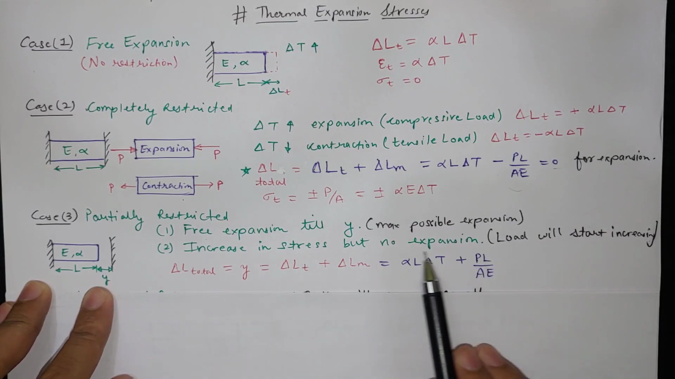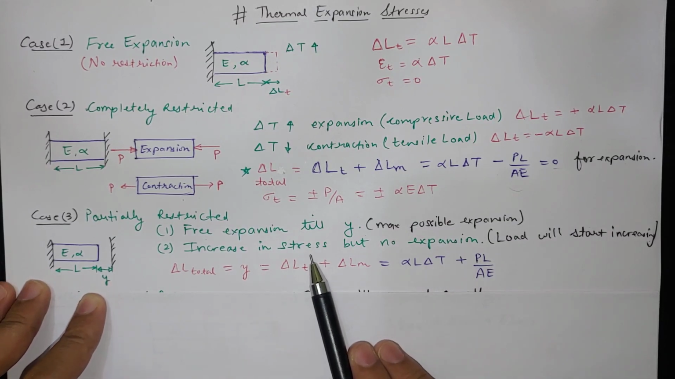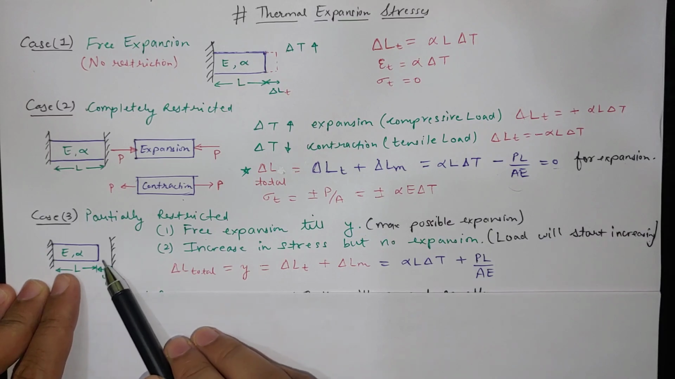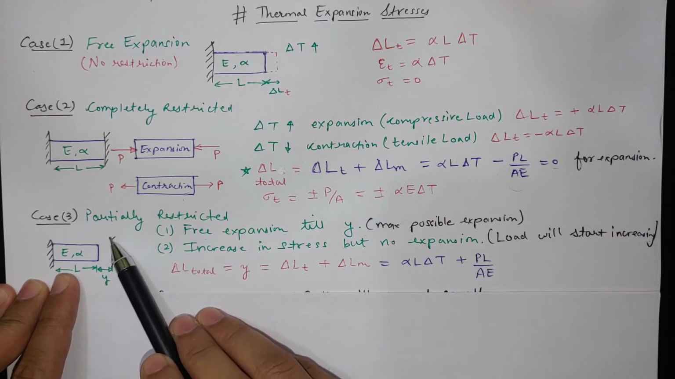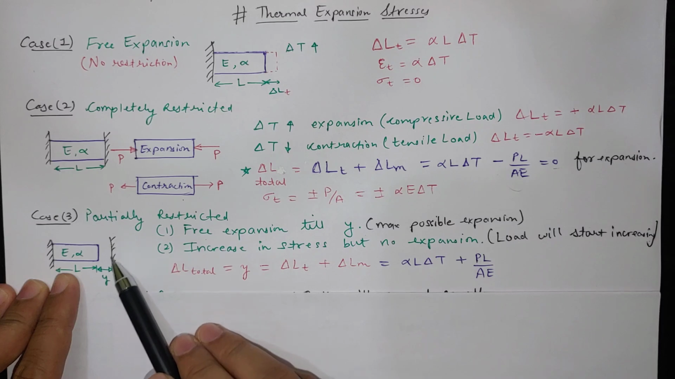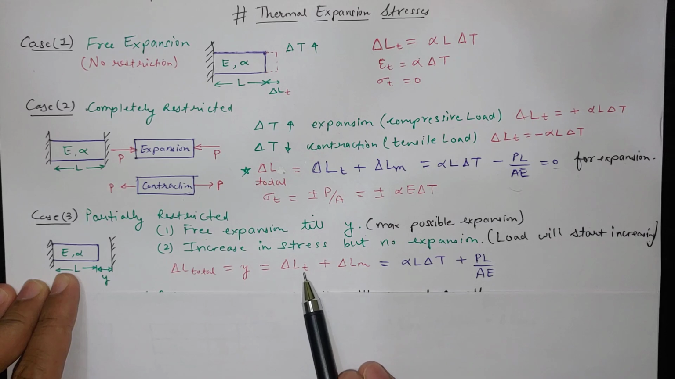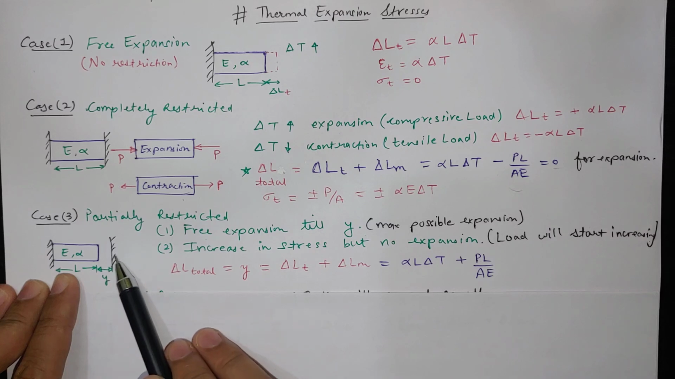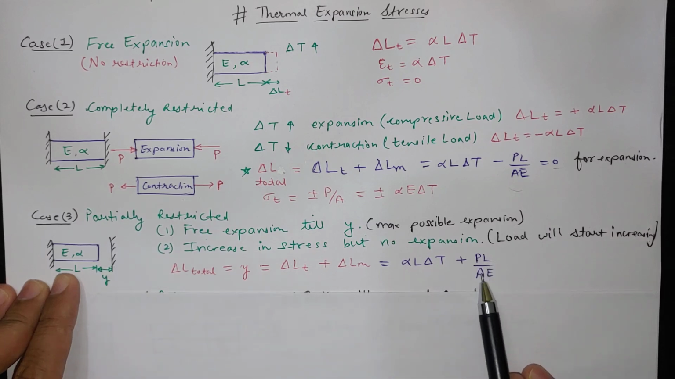So after that there is an increase in stress and there will be no further expansion. There will be expansion due to thermal energy, but that will be completely restricted by the force generated by this wall. So again delta L thermal plus mechanical will be equal to 0. So alpha L delta T will occur, but the wall will generate a compressive force and PL by A will also occur. So here P will come as negative if we are finding it.